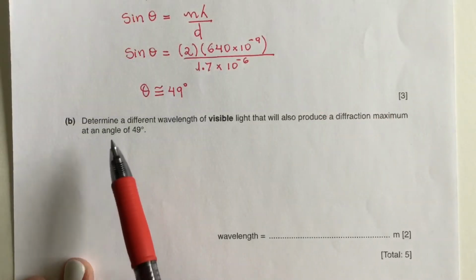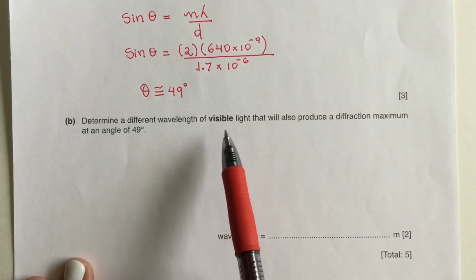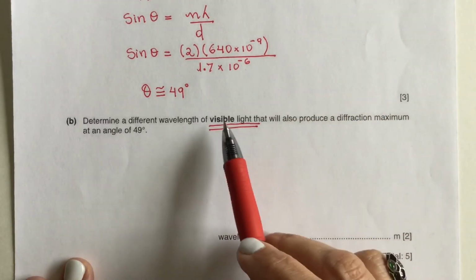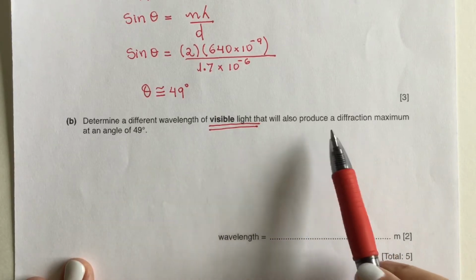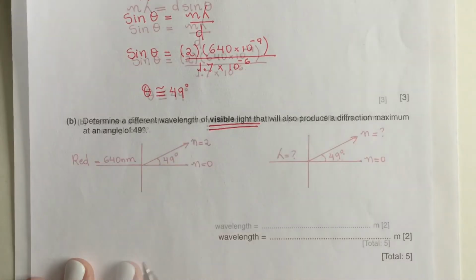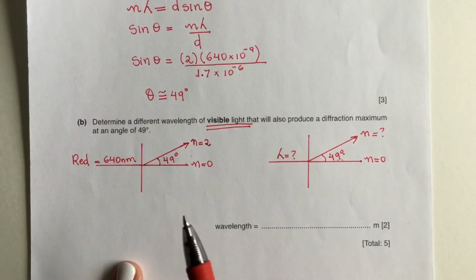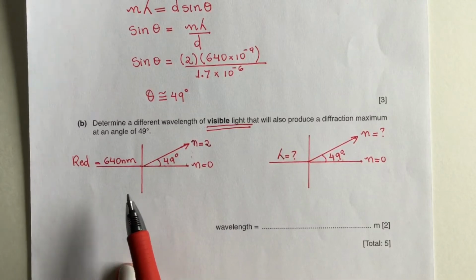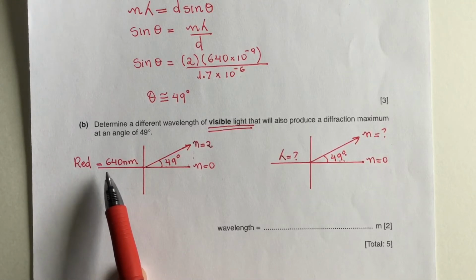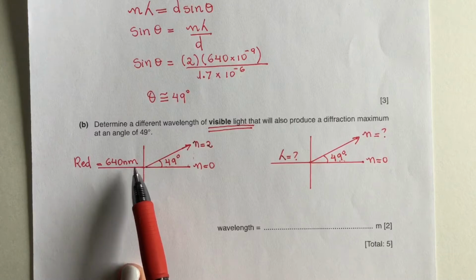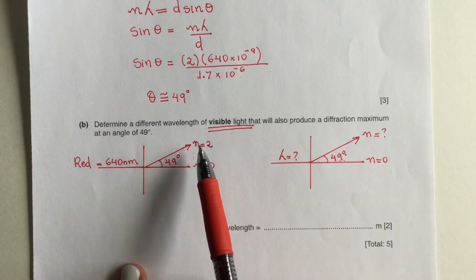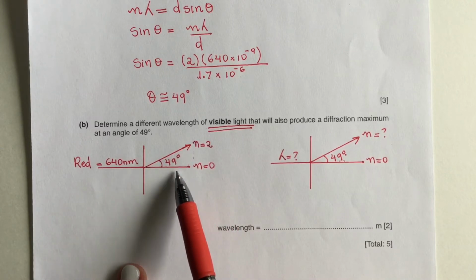The second question: determine a different wavelength of visible light. Notice that it is highlighted here, visible light, that will also produce a diffraction maximum at an angle of 49 degrees. These diagrams illustrate this story. So here we have what we know from our original problem. The red light of 640 nanometer is going to produce a maximum diffraction at second order of 49 degrees.